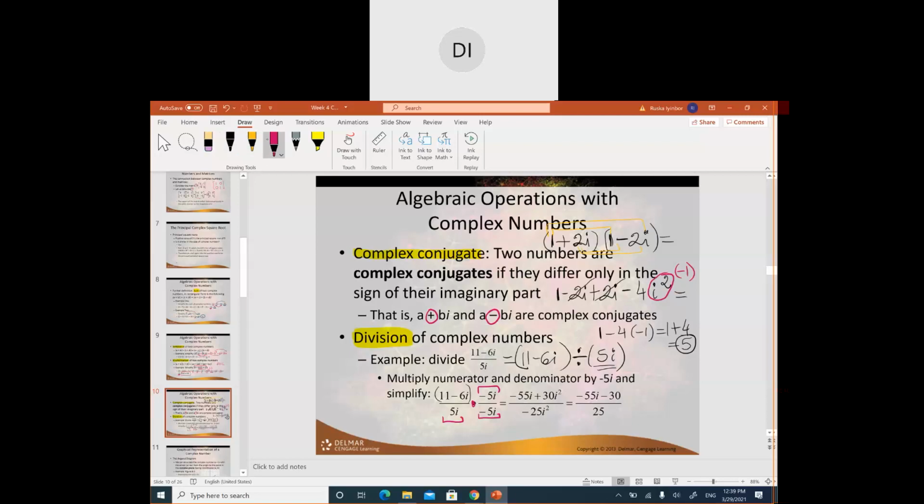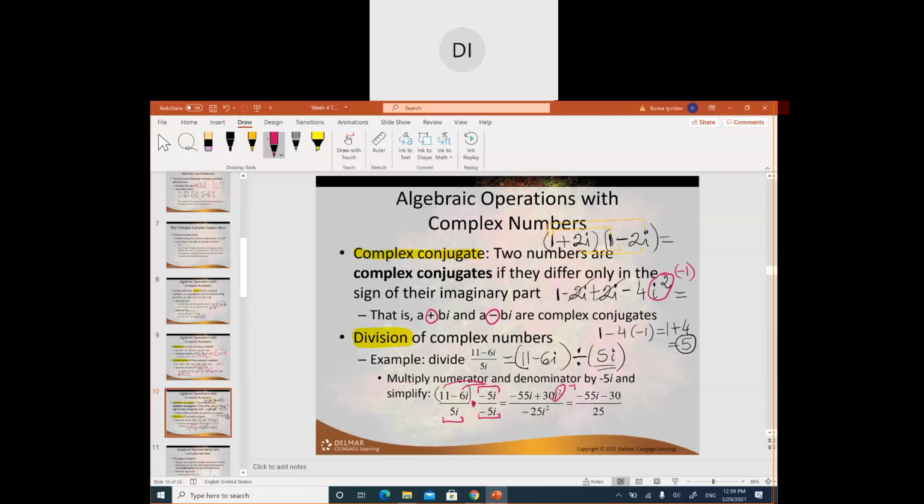So when you distribute, 11 times negative 5i is negative 55i. And then when you multiply the other two, negative times negative is positive. 6 times 5 is 30. And then you have the i squared. Now this i squared you're going to replace with negative 1, right? So that's how you get negative 55i minus 30, because positive 30 times negative 1 gives me negative 30.